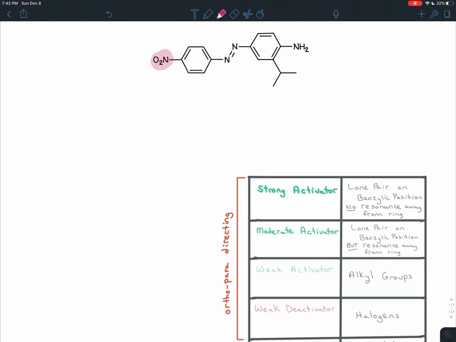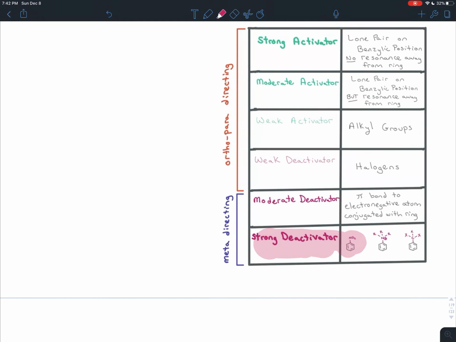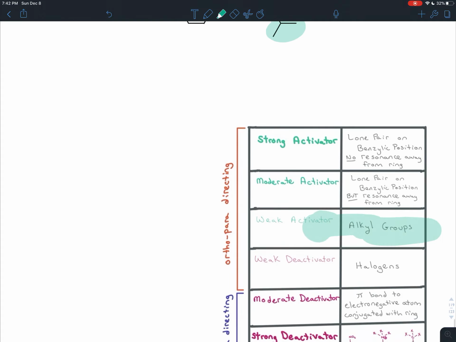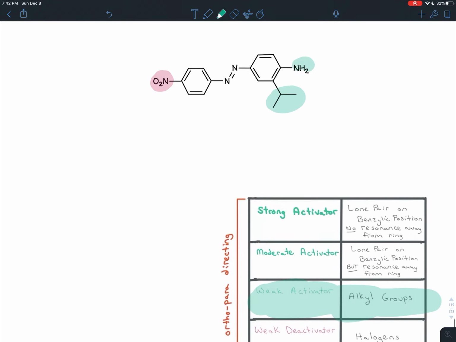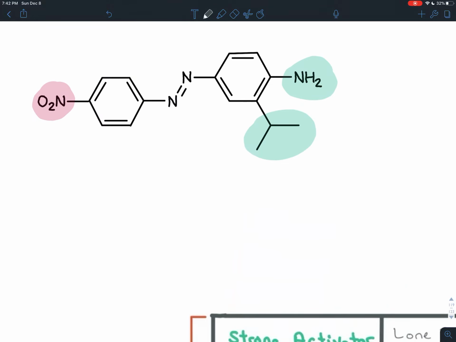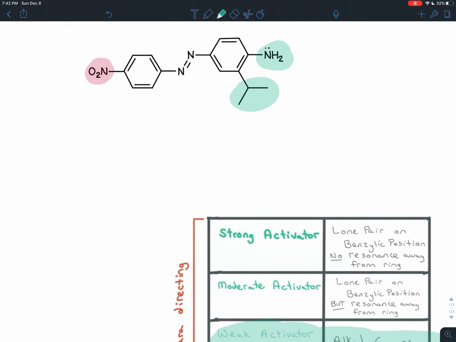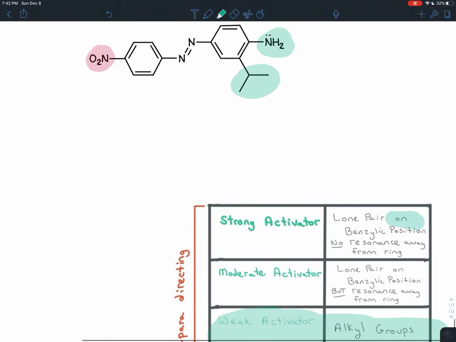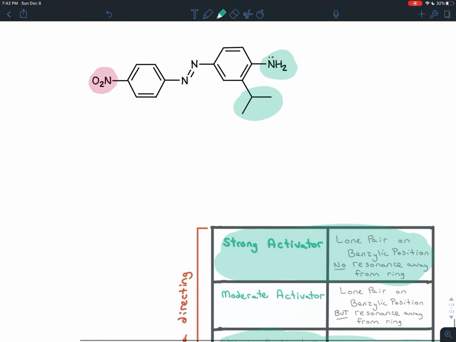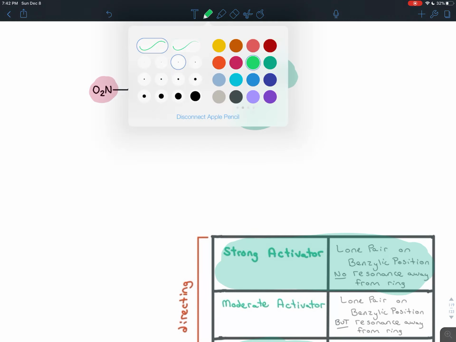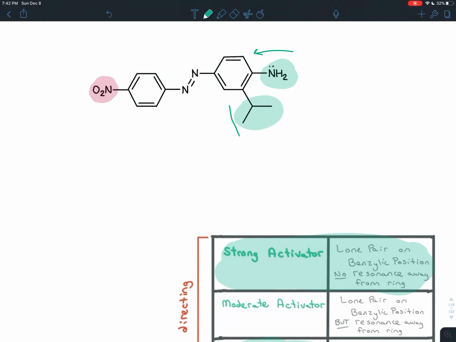Here we have a nitro group, which is a strong deactivator. That's the only branch on that ring. On the other side, we have an alkyl group. That's a weak activator. And we have an amine. Now there are two electrons here. There's a lone pair on that nitrogen. A lone pair in an allylic position that's not getting pulled away from the ring is the sign of a strong activator. So you could see how this ring on the right is much more activated than the ring on the left. For the ring on the right, each of these branches is pushing electron density into the ring, which makes it more reactive.